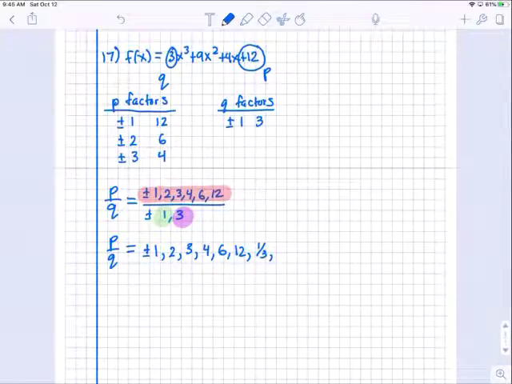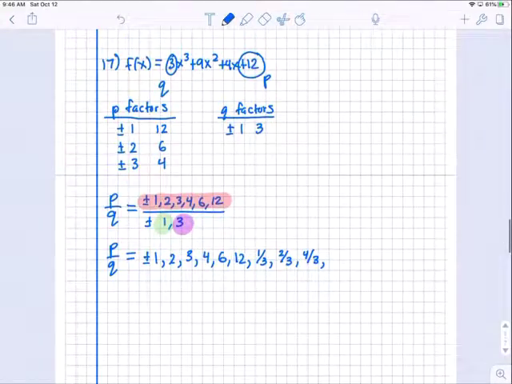2 over 3, which is plus or minus 2/3. Now, 3 over 3 is plus or minus 1, but we already have a plus or minus 1 in our list, so no need to write that. 4 over 3 is plus or minus 4/3. 6 over 3 is just 2, so we don't have to write that one. And 12 over 3 is 4, so we don't have to write that one either, because they're already on our list. So here's all of our possible roots.